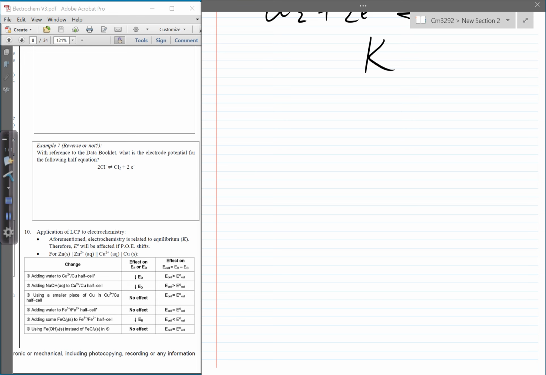And then for adding water to the Fe3+/Fe2+ half cell, no effect because both coefficients are the same. So both will be diluted by the same amount. So no change. Adding some FeCl3 to the Fe3+/Fe2+ half cell is the same as adding this. So equilibrium shifts left, E reduction will decrease. And using Fe(OH)2 solid instead of FeCl2 solid makes no difference, so both are the same.